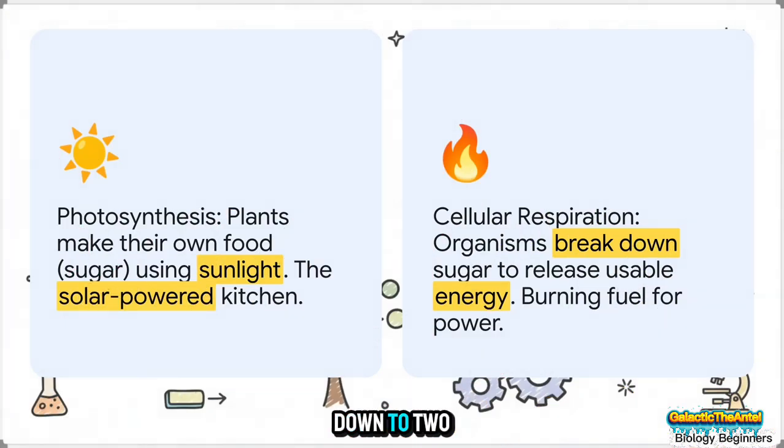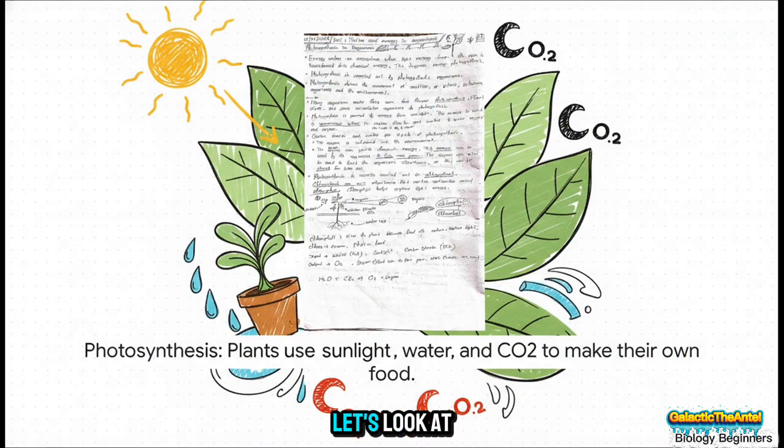It really comes down to two main processes that are two sides of the same coin. On one side, you have photosynthesis. You can think of this as a solar-powered kitchen where plants actually make their own food. And on the other side, you have cellular respiration, which is like taking that food and burning it as fuel to power everything else. So first up, let's look at that solar-powered kitchen.